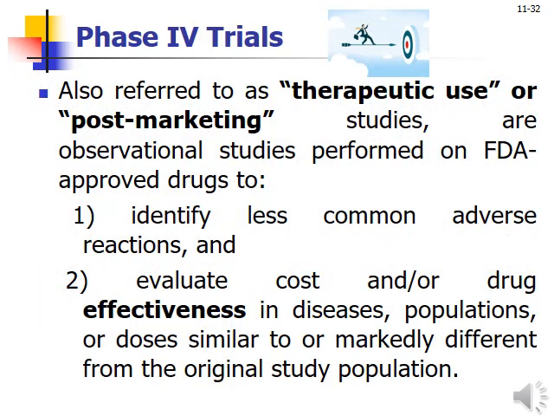Phase 4 trials, also referred to as therapeutic use or post-marketing studies, are observational studies performed on FDA-approved drugs to identify less common adverse reactions and evaluate cost and drug effectiveness in disease populations or doses similar to or markedly different from the original study population.